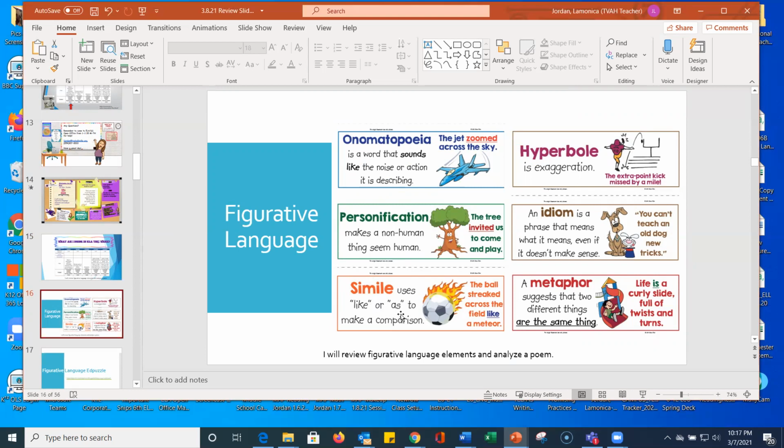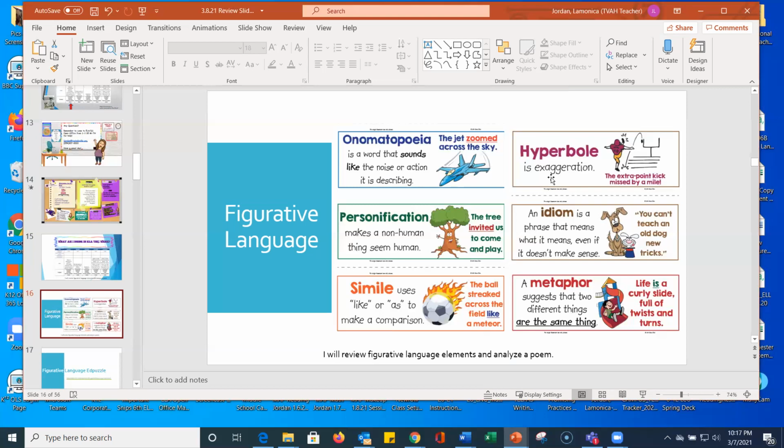Simile uses like or as to make a comparison. The ball streaked across the field like a meteor. See, it uses the word like, and it's comparing two things. Now, just because I like pizza, that's not a simile. I'm not comparing anything there. It has to be comparing. So it's comparing the ball to a meteor, and it uses the word like. The ball streaked across the field like a meteor. So you're comparing two things. It is a simile.